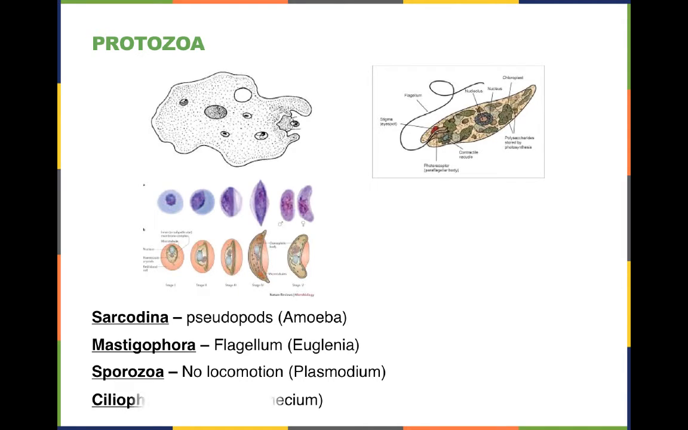And then lastly, there's the Ciliophora. Ciliophora move by means of cilia, which are short hair-like projections from the membrane that beat in a rhythmic fashion in order to cause motion. And the example.